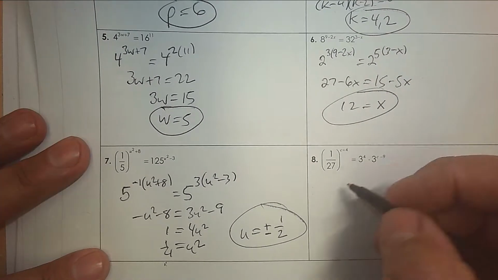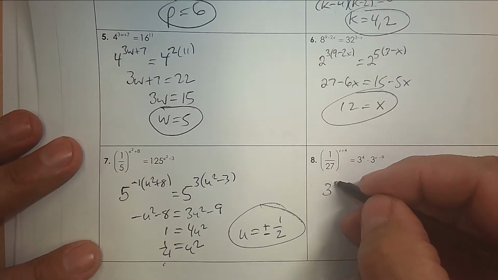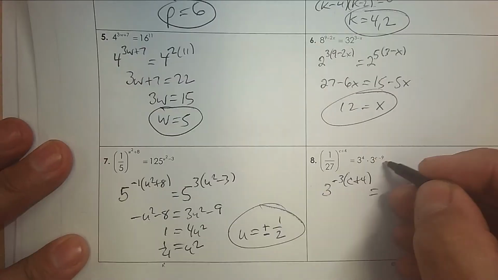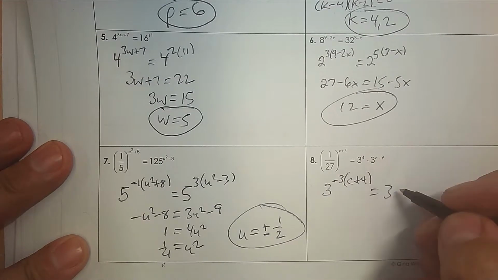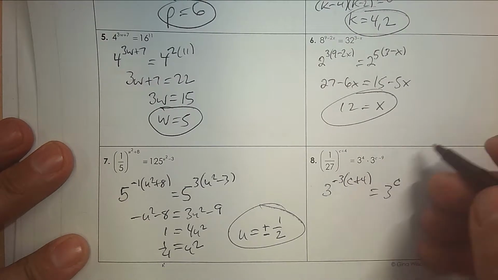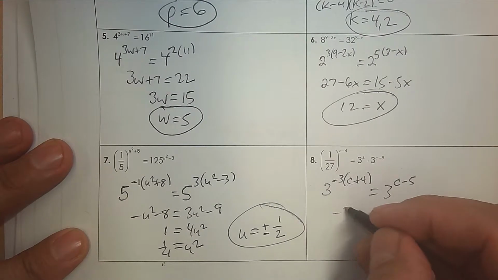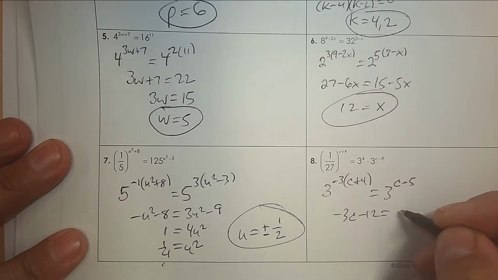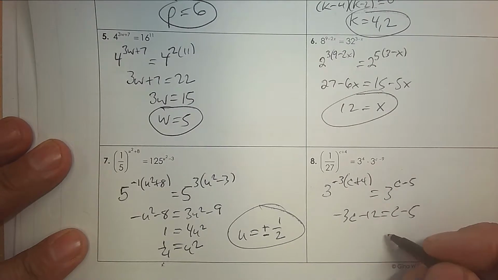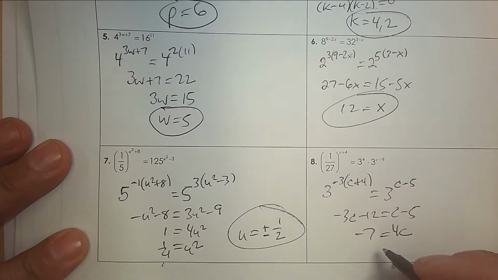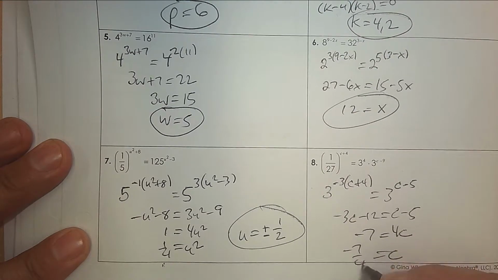Here, make the bases the same. 1 over 27 can be written as 3 to the negative 3, and we have a c plus 4. Here, we're going to combine them together by adding. So c, and then 4 and negative 9 together is negative 5 by adding them together. Then I have negative 3c minus 12, c subtract 5. Combine like terms, add 3c, add 5, and then divide, and you get negative 7 over 4.